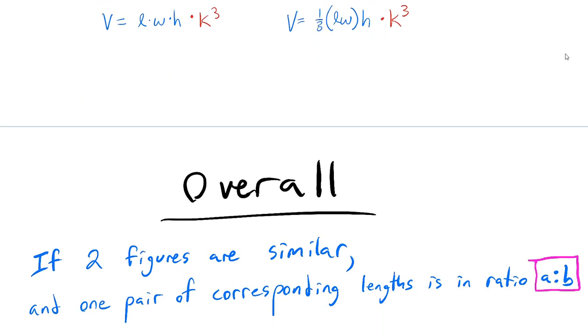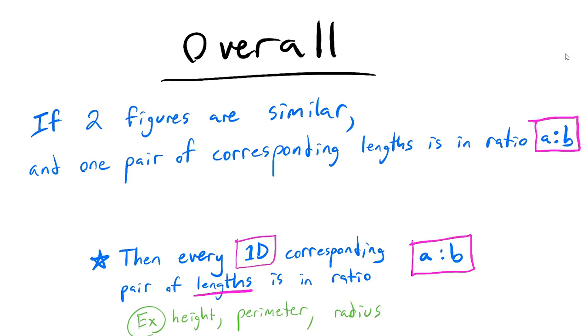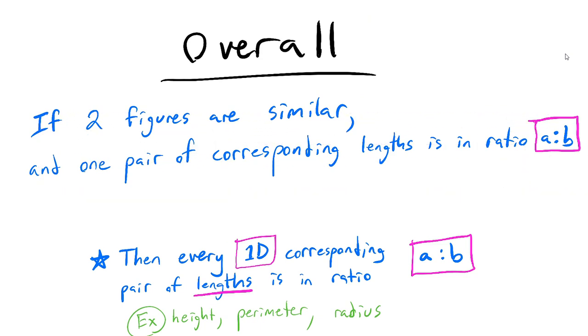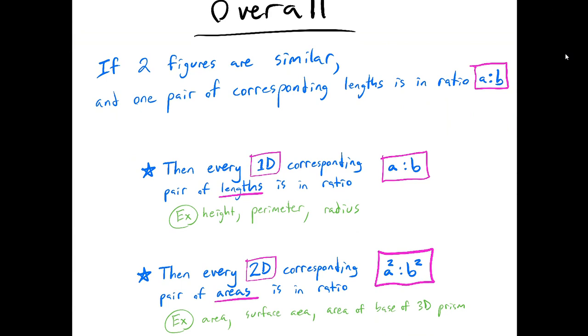Okay. So just overall, looking back, if we have two similar figures and we have any pair of corresponding lengths, right? That could be matching perimeters, matching heights, matching bases, matching a side length, any corresponding length, and the ratio is A to B. Well, then we know the ratio of every one-dimensional length is A to B. So that could be height, perimeter, radius, any one-dimensional length.